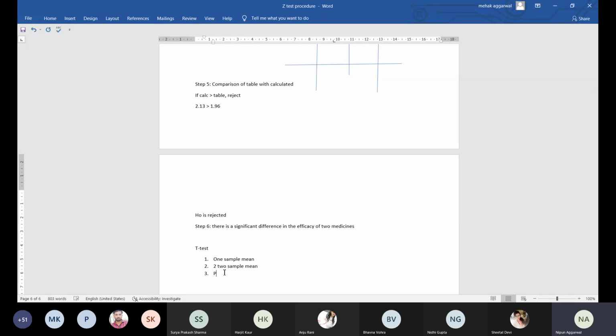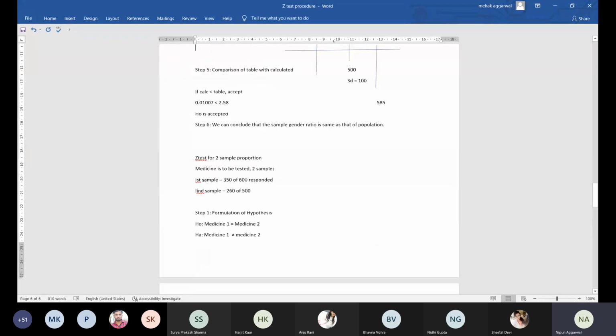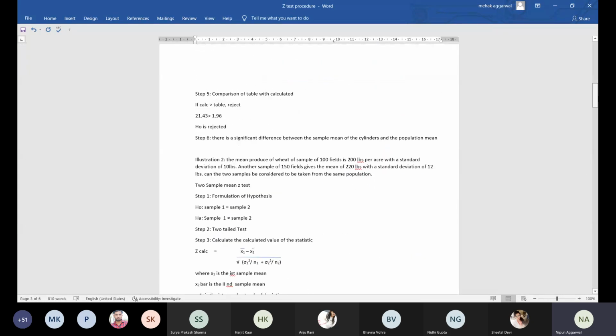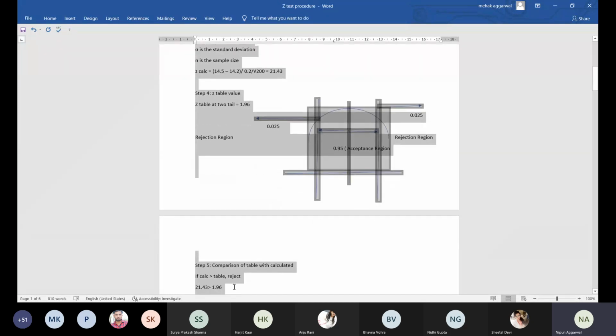So the third case here is the paired T test, or you can say paired sample T test. It is a paired sample T test. So we'll discuss these one by one. So first is your 1 sample T test. Again there will be 6 steps. So I will take the reference of this Z test 1 sample, I will take this as a reference.